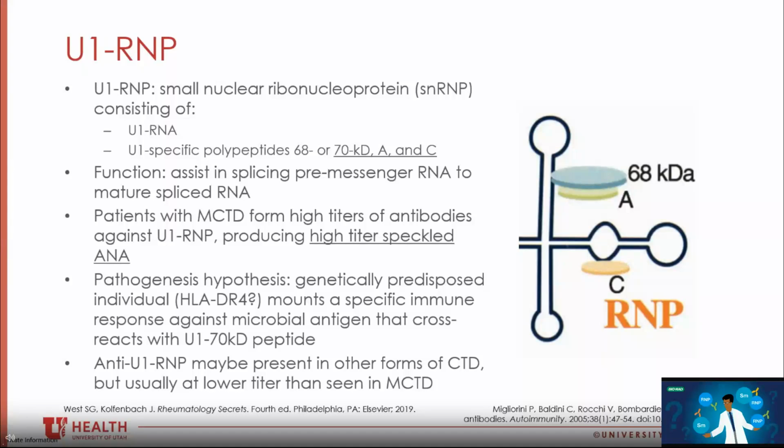These antibodies are hypothesized to develop when a genetically predisposed individual mounts a specific immune response against a microbial antigen that cross-reacts with the U1 70 kilodalton protein.